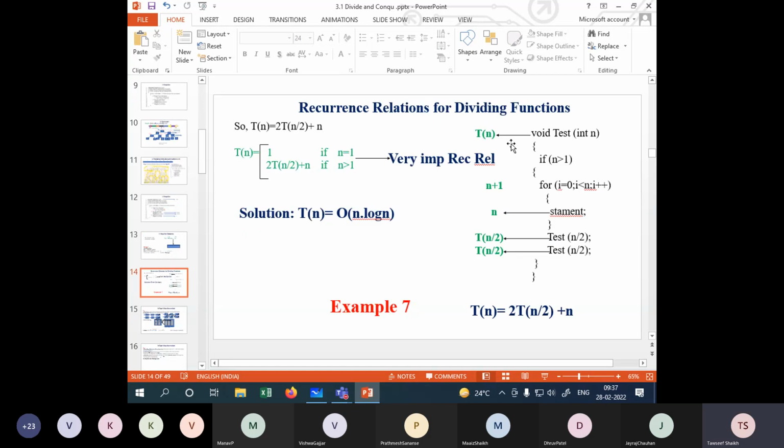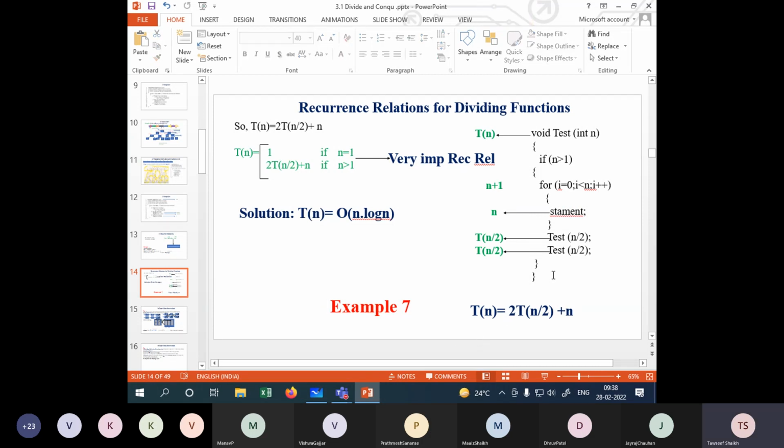And for your recap, I have taken one of the slides from when we were discussing the recurrence relation, and there we have taken this kind of recurrence as an example. We have taken this program code calling the test function twice by dividing the parameter n by 2.